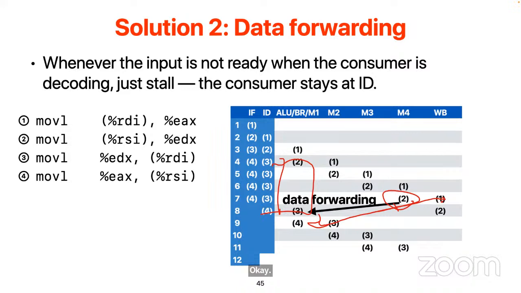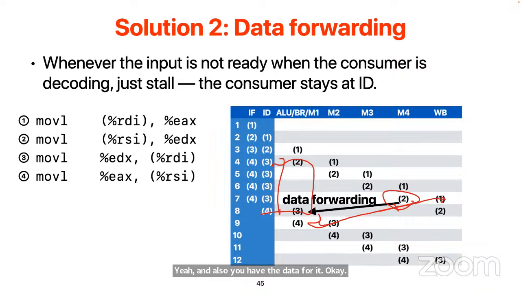Question? So the reason you don't count 1 and 4 as data hazards anymore is because now data forwarding is needed to set the delays. Yeah, it gets rid of that hazard, and also you have the data forwarding. Good. Okay, so this is what we get with data forwarding here.